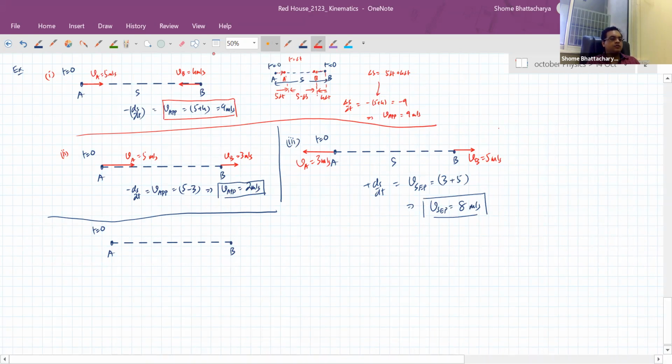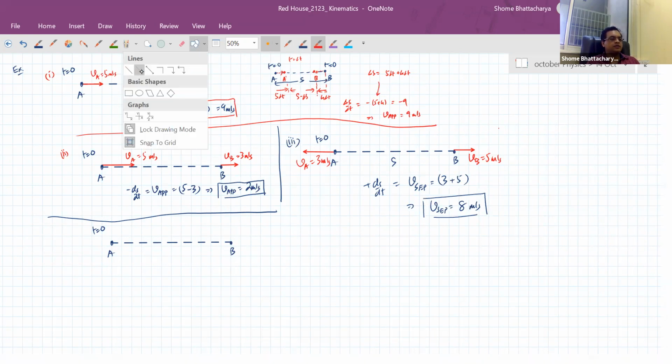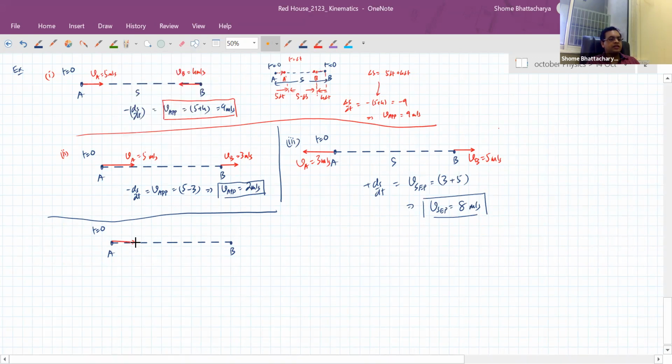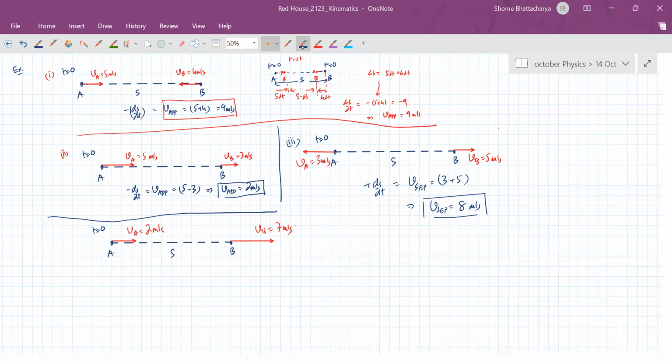Okay. And let's also take another example like this one now. Let's say here A is moving towards B, and B is moving away from A. But A is moving this time at, let's say, 2 meters per second, and B is moving at a larger speed of 7 meters per second. So now in this case, again, it's easy to understand whether they are separating or approaching. Separating.